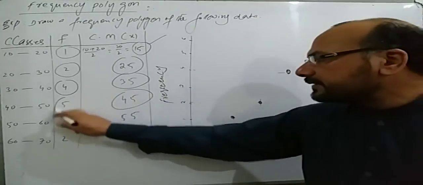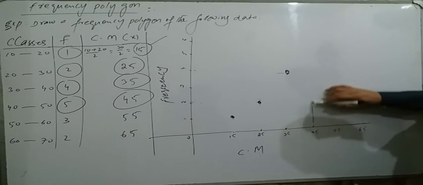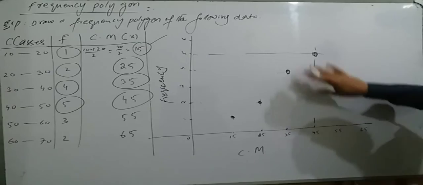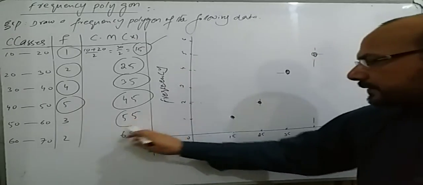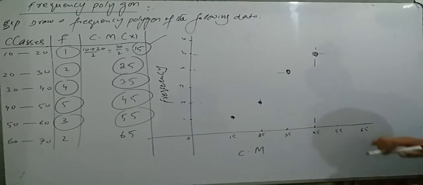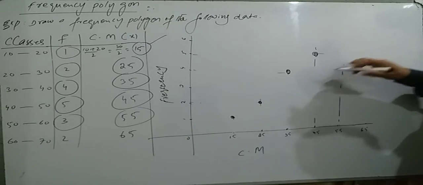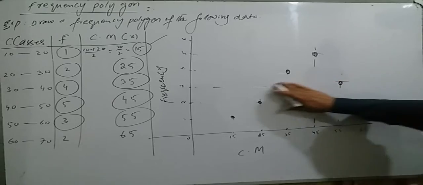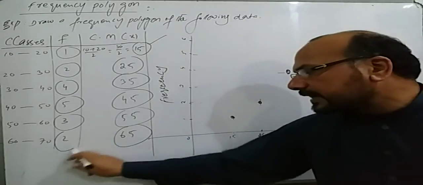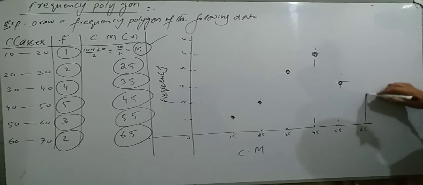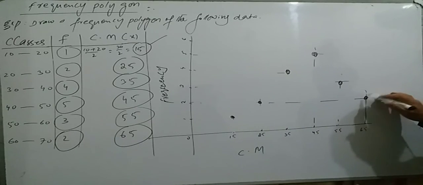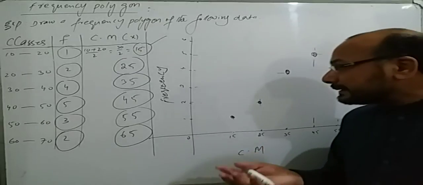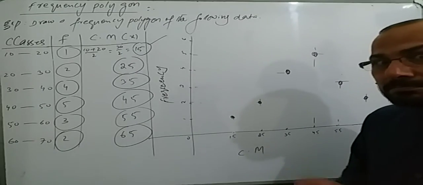After that, 45 having frequency 5. Then 55 having frequency 3. Then 65 having frequency 2. So this is basically the way to plot the points.